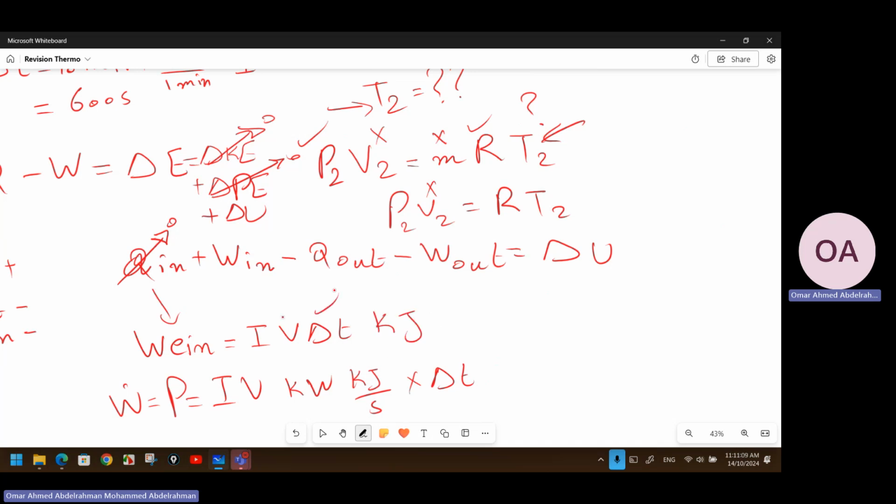Okay, I have delta t, it is 600 seconds. I have the volt, I have the current, I have everything. So I can calculate W_e,in. Do I have Q out? I have Q out. They said it is 3000 joule, which is 3 kilojoule.